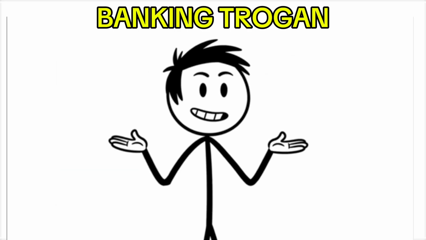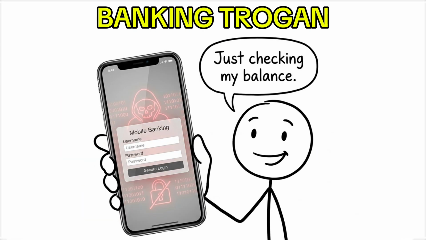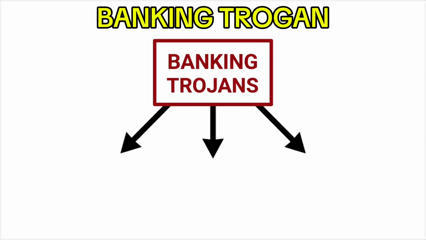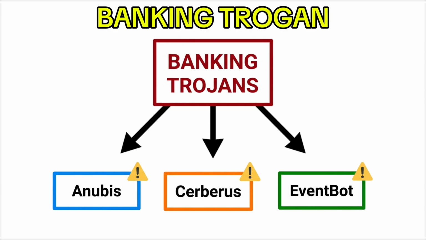It targets banking apps and payment apps on your phone. When you open your bank app, the Trojan puts a fake screen on top of it. You think you are logging into your real bank, but you are actually giving your details to a hacker. Some famous banking Trojans include Anubis, Cerberus, and EventBot. These are very advanced and very dangerous.